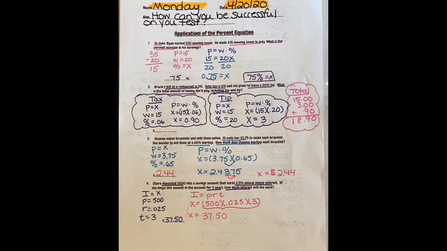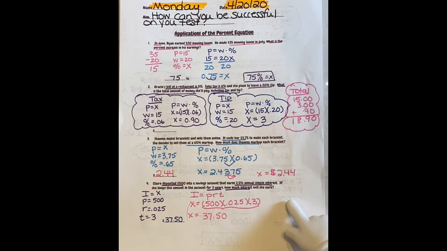I know a few of you had sent me messages saying, do I need to use I equals PRT? You only need to use it on the questions that talk about interest, like question number 4. Everything else is your normal part equals whole times percent. So we're using I equals PRT.